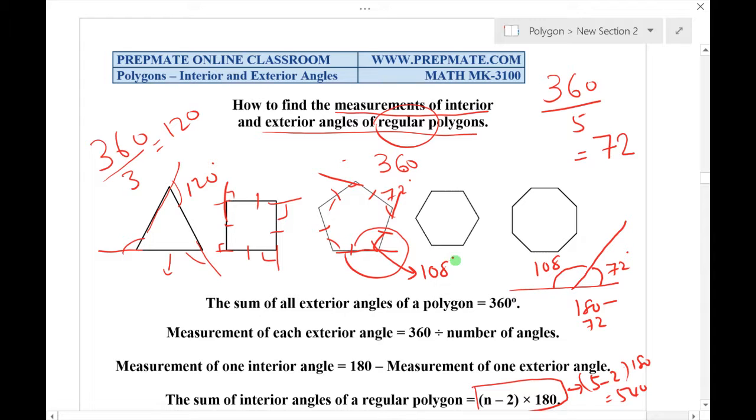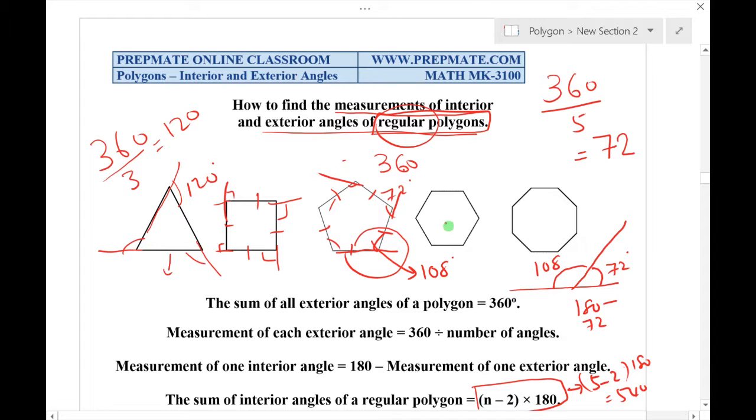And so there are 2 ways of finding this. The easier way is that, remember, the sum of all exterior angles measures 360, and then you can find the measure of each exterior angle. What we are talking about is regular polygons. This will not apply to irregular polygons. Okay, so let's do this one more time.